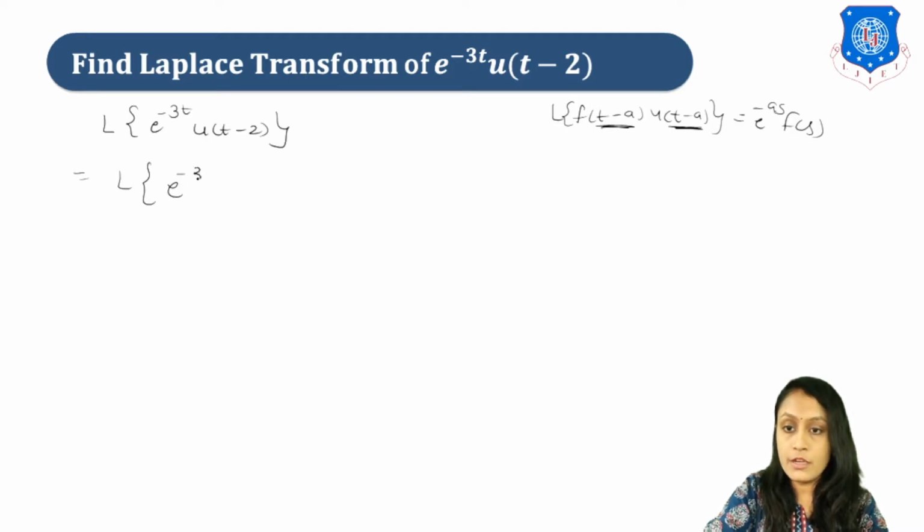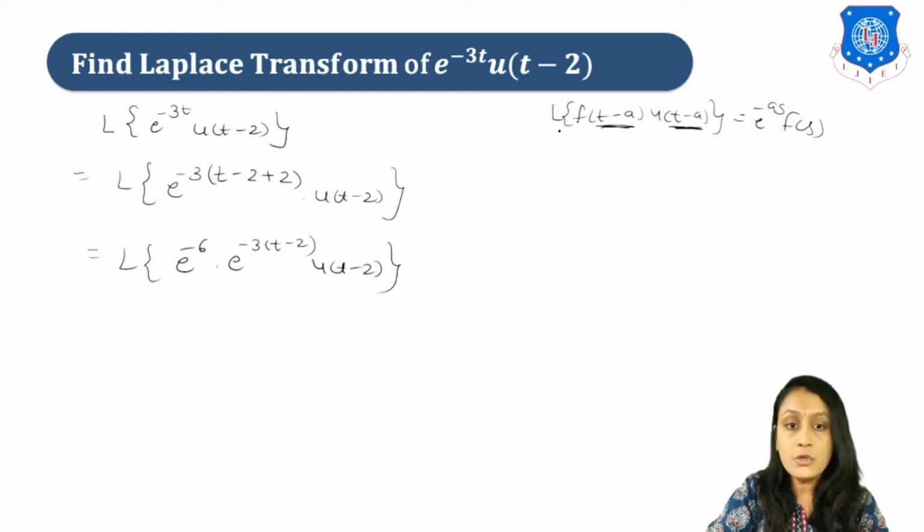So what we will do here is take minus 3 as it is. Now in place of t, we want t minus 2, so firstly we write t minus 2, and to match this term we add 2. This u(t minus 2) remains as it is. Now this minus 3 into this plus 2 gives e raised to minus 6, so we get e raised to minus 6 and e raised to minus 3(t minus 2) u(t minus 2). We are doing this procedure to get this type of format. Now this is a constant, so we take it outside: e raised to minus 6 times the Laplace transform of e raised to minus 3(t minus 2) u(t minus 2).